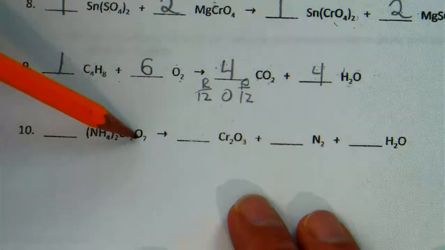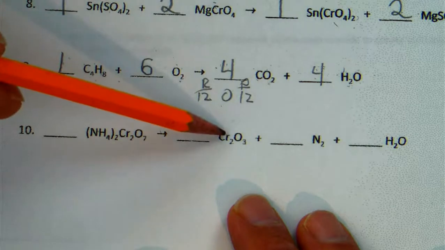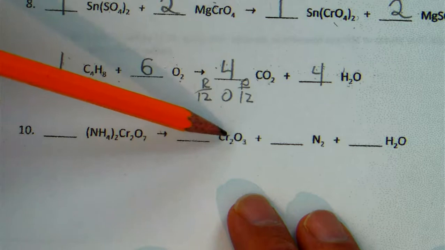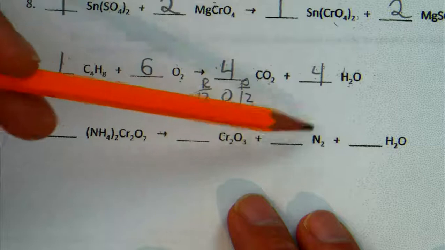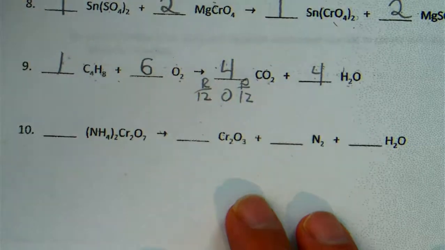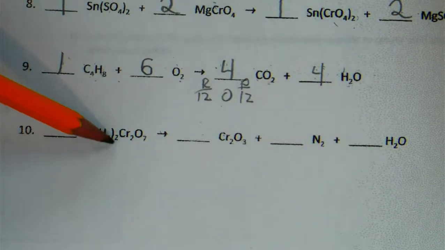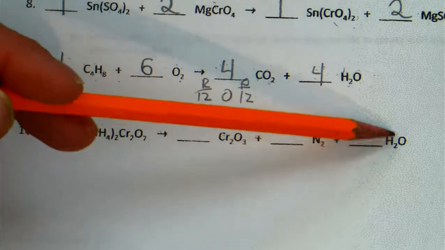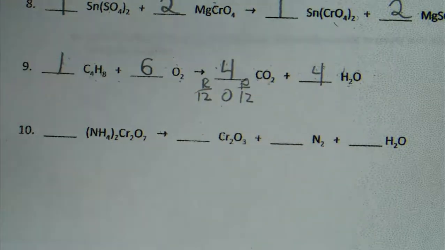ammonium dichromate decomposes into whatever that is. I'm going to call that chromium 3 oxide plus nitrogen gas plus liquid water. Okay, well, here the polyatomic ion ammonium is actually broken apart into components, nitrogen and hydrogen at least. So this one, slightly challenging, huh?